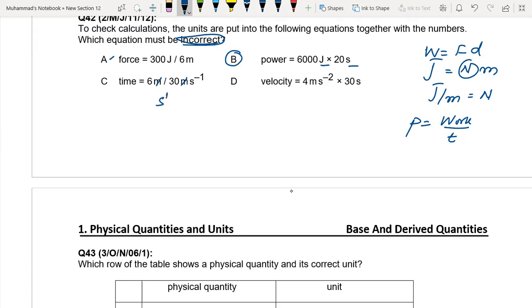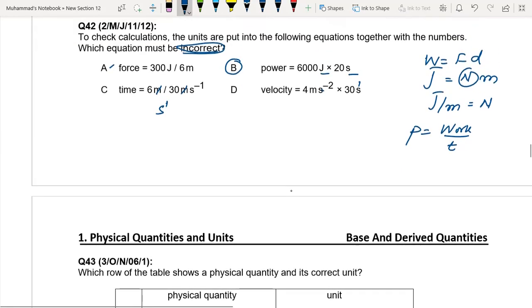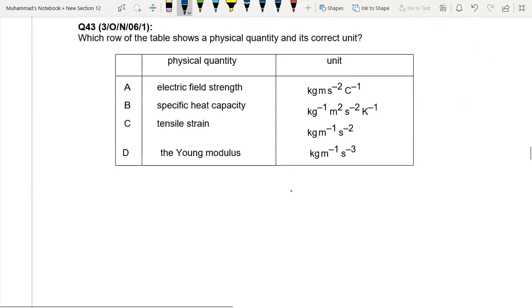This time, the unit of time is second and the unit of velocity is meter per second. If you simplify these, s minus 2 times s to the 1, you will get s minus 1. So this is the unit of velocity. So we had to look for the incorrect unit. So B is the answer.